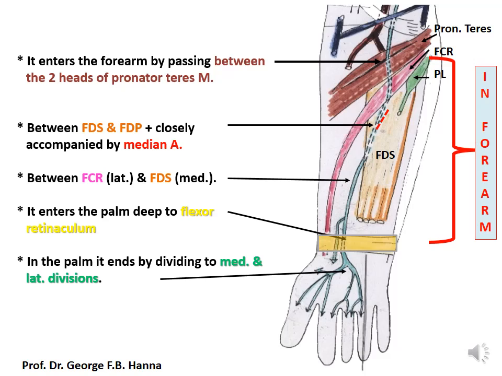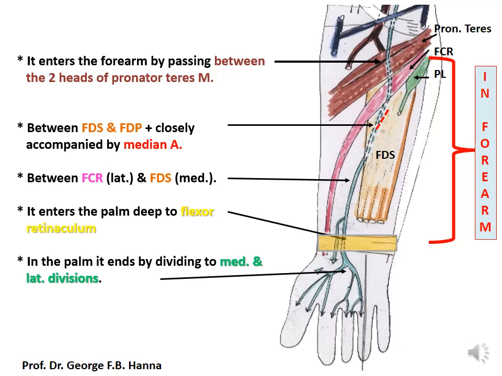Now we're done with the forearm. So how does it enter the hand? Superficial or deep to the flexor retinaculum? You know that everything called ulnar or palmar lies superficial to the flexor retinaculum. So the median nerve, of course, enters the palm deep to the flexor retinaculum.